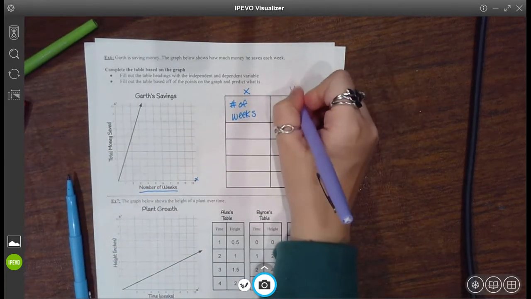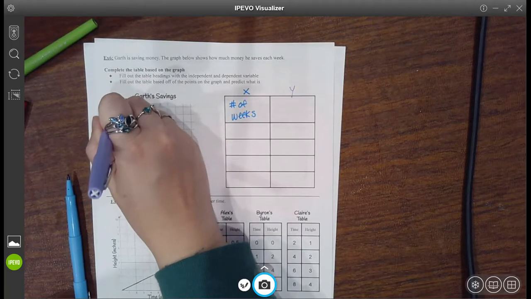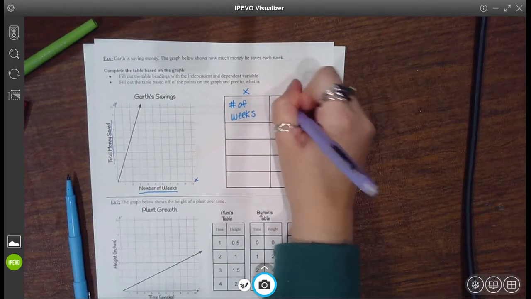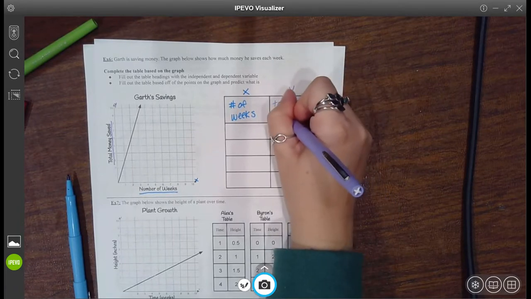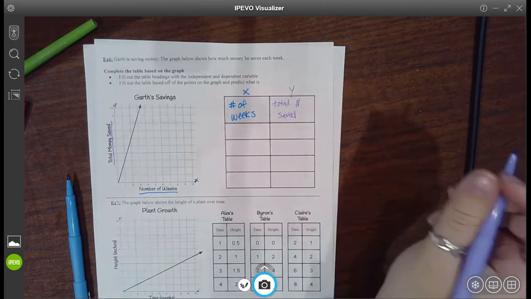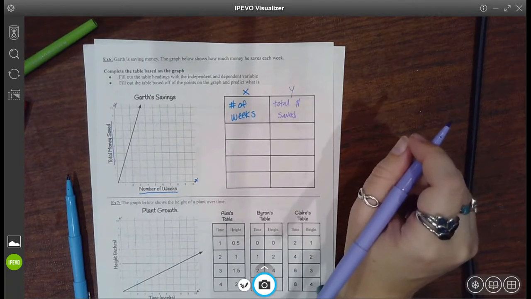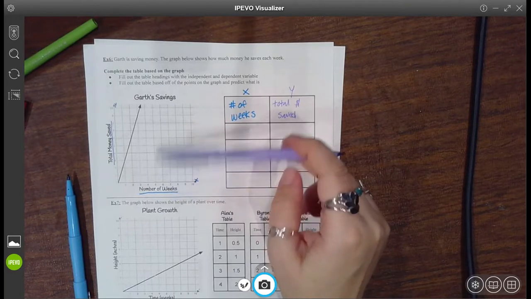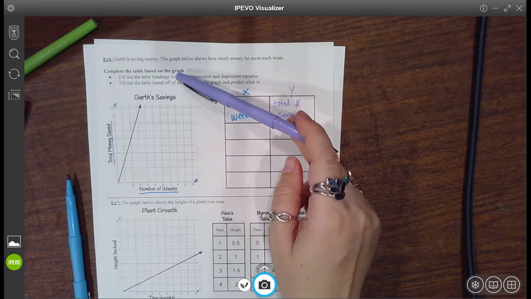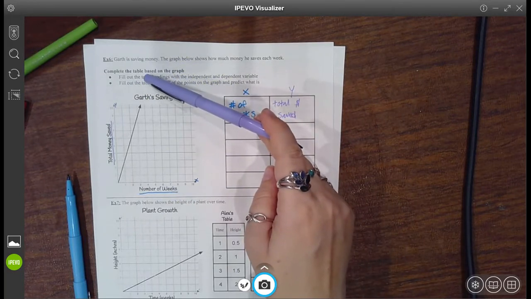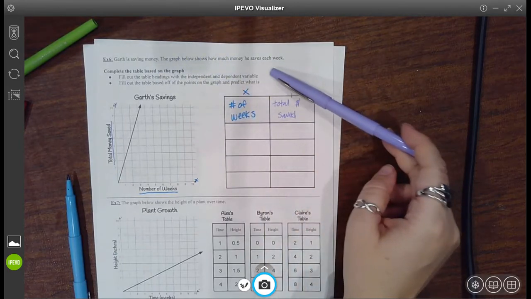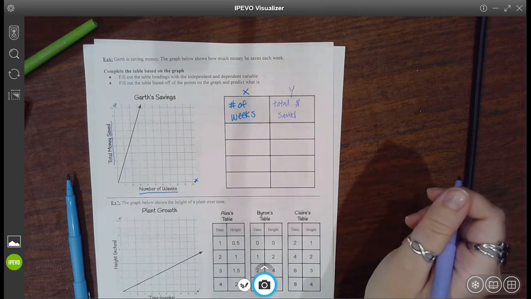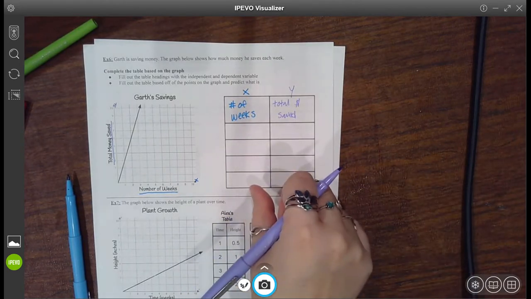Y is always the vertical axis. So this one, they told us it's the total money saved. And in the future, they might not even give us that hint. This is giving us a lot. Just from the word problem, we could have figured that out, because how much money he saved depends upon how many weeks he's been saving, right? Now let's go ahead and use the graph to fill out this table.